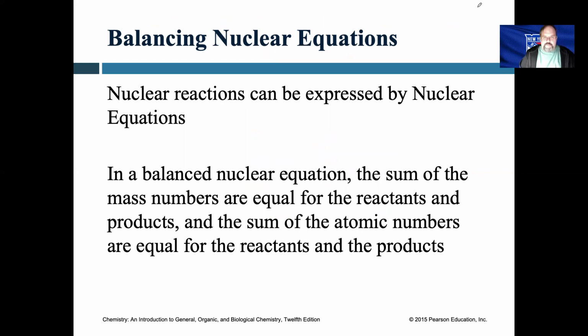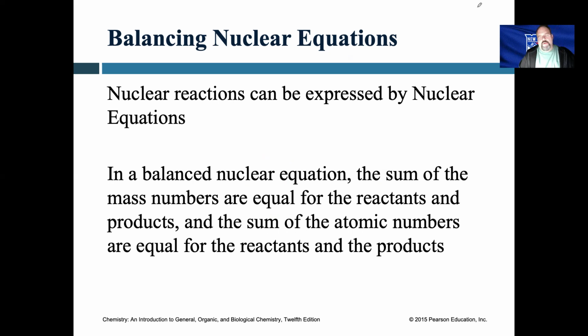Okay, so nuclear reactions, just like chemical reactions, can be expressed by equations. Nuclear reactions can be expressed by nuclear equations. Now, the biggest difference here, and we mentioned this earlier in the videos, is that in a chemical equation, atoms cannot be gained, lost, or changed into atoms of other elements. As we saw with alpha decays, beta decays, positron emission, you're having a change in the number of protons in the nucleus of that atom, and therefore, the identity of that element is going to change.